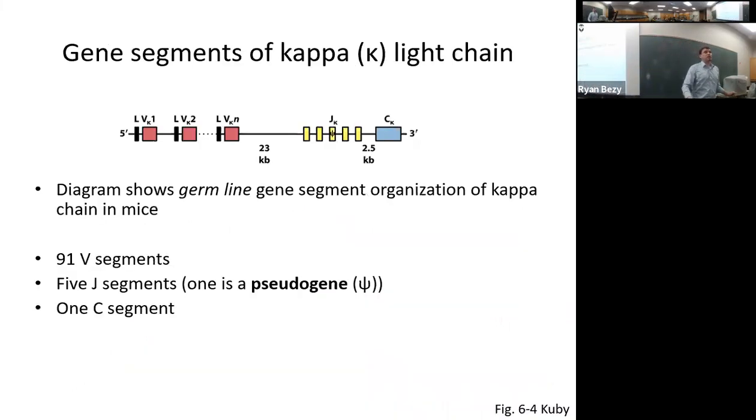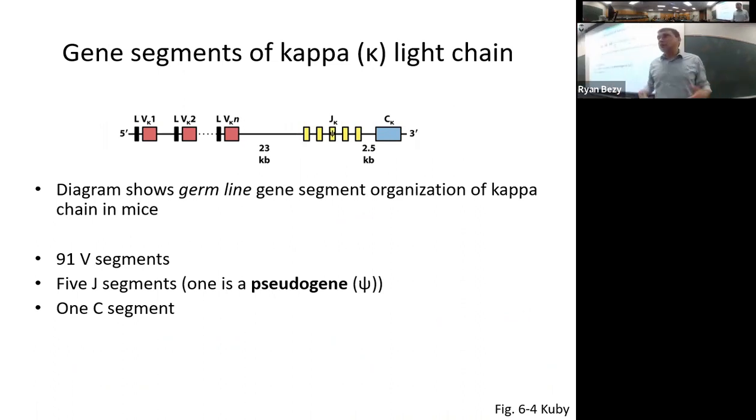All right, so what does this look like in a bit more detail? What I'm showing you is the germline gene segment organization of kappa light chain in mice. Why am I switching from humans to mice now? Mice are more studied and we know how this works a little bit better in mice. So we're going to use that as an example.